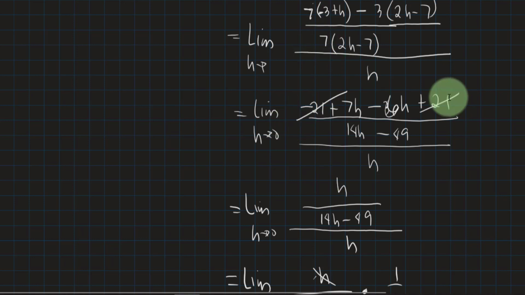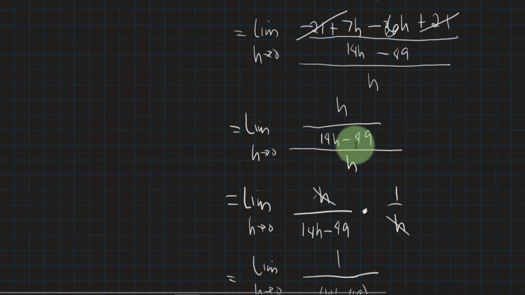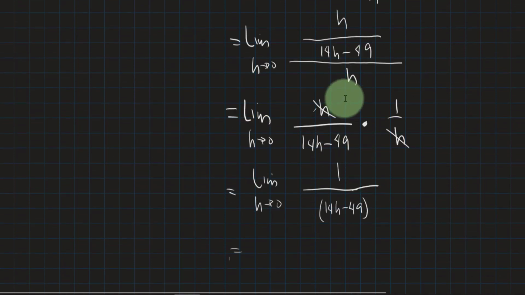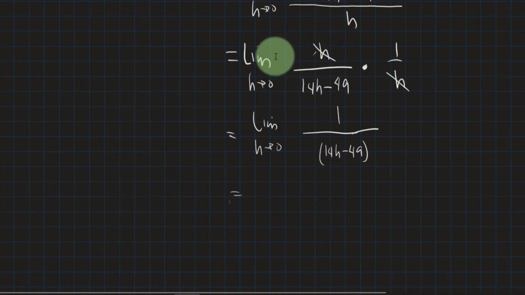Then, makakancel yung negative tsaka positive 21. Then, 7h minus 6h, magiging h na lang, over 14h minus 49 over h. Then, simplify natin yung complex fraction, by multiplying the numerator by the reciprocal of the denominator. So, magiging h over 14h minus 49 times 1 over h. In this case, maka-cancel out natin yung h. So, magiging 1 over 14h minus 49.